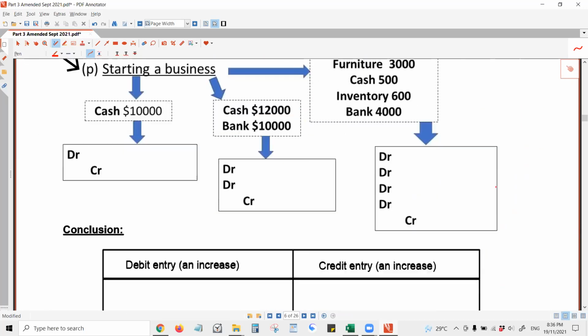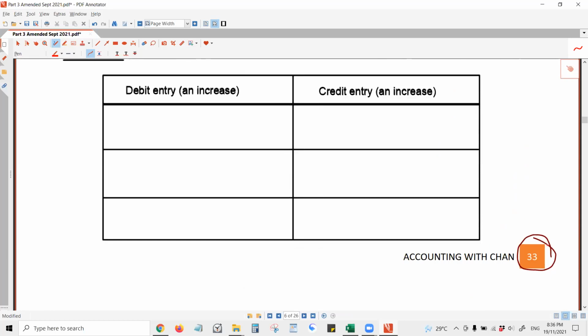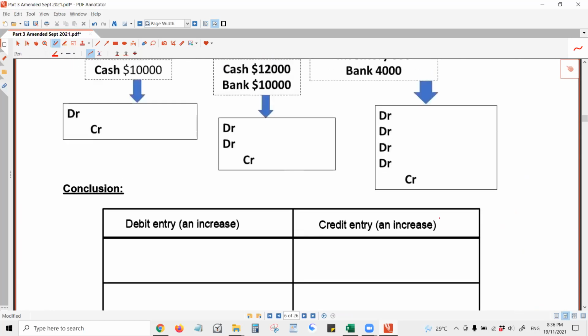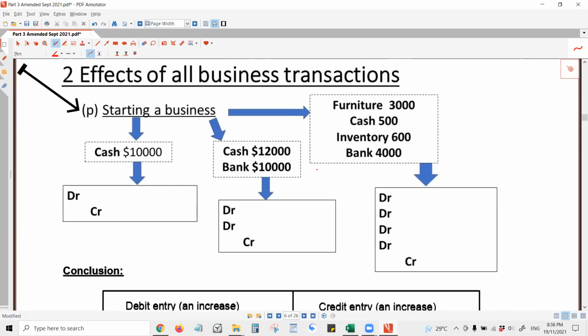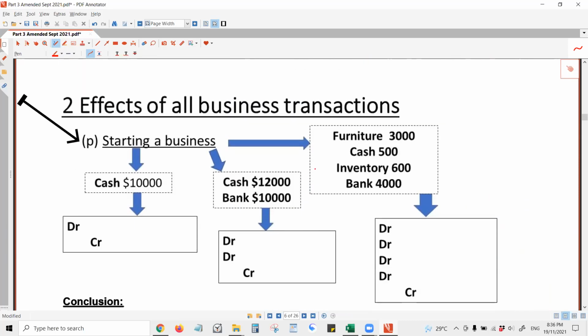We look at the last one. Page 33, transaction P. Starting a business is also an event in business. And the synonym of this, sometimes they would write it as opening entries.